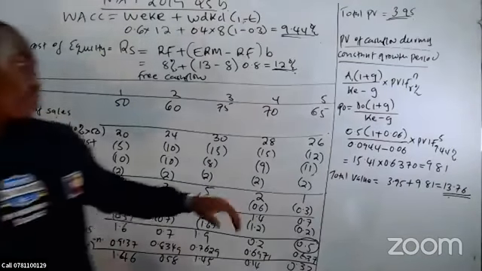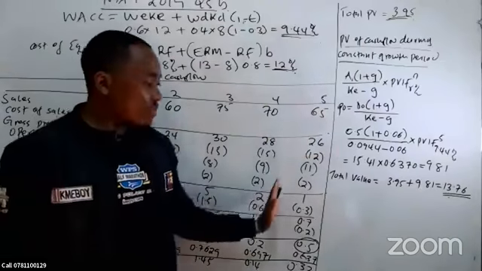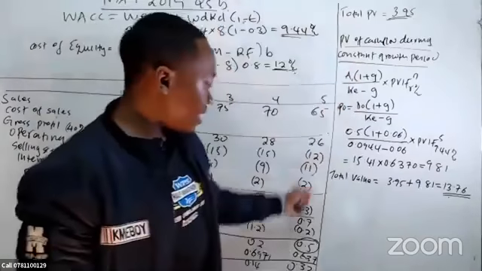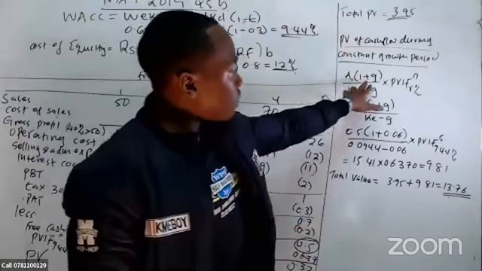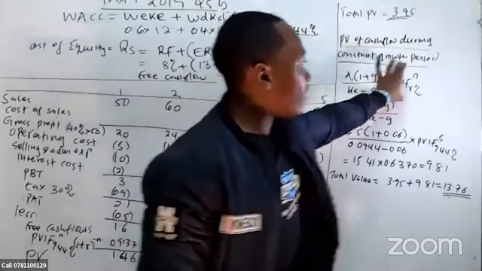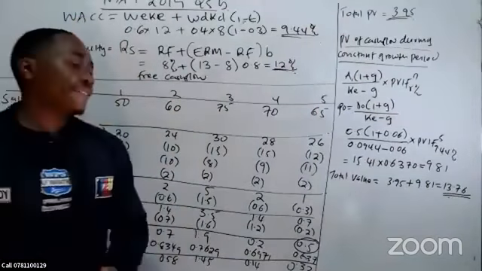I repeat again, whenever you are told that the cash flows are expected to grow at a constant rate up to perpetuity, this is the formula you use. You take the annuity for the last period, 1 plus the growth rate over the rate minus the growth rate, and then to get the present value, you have to discount. Any question there?